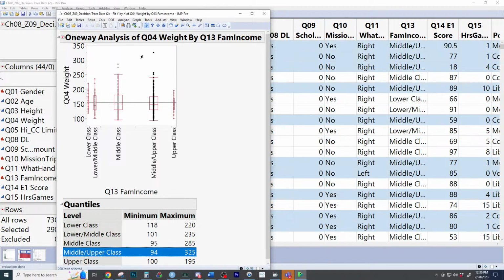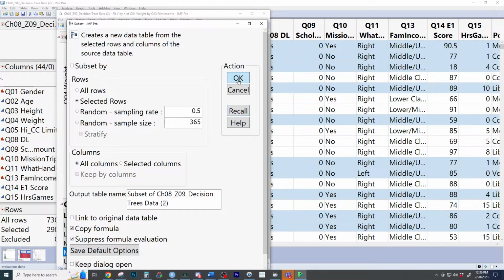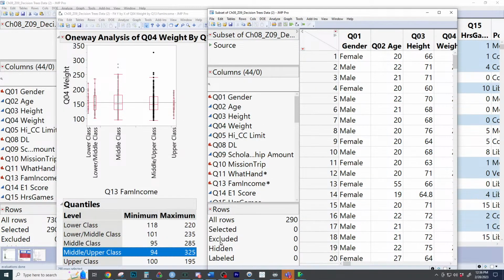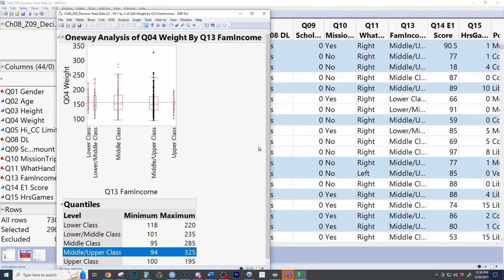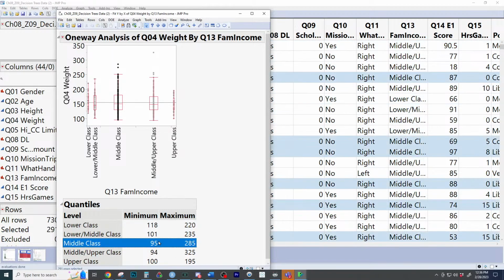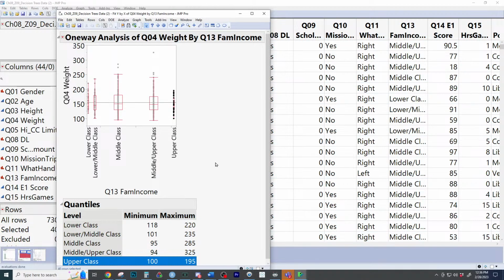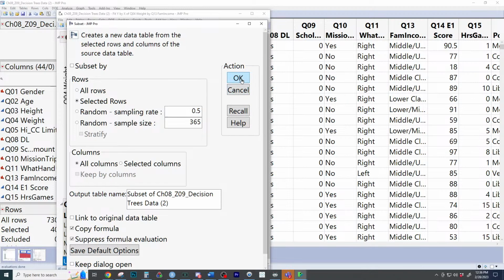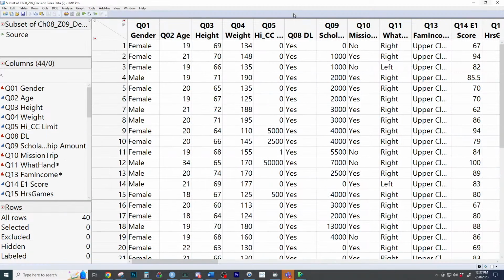What's even better is using this, you could actually go to table and go to subset and only get those individuals. So now we have only those 290 individuals, which are in the middle upper, and then you can analyze them. So that's really why JMP is so good, or data software, because you can easily select data and do analysis just by going like, let me take these upper class individuals and let's just go to table and then go to subset. And now you have all of those selected rows and you have the 40 upper class.